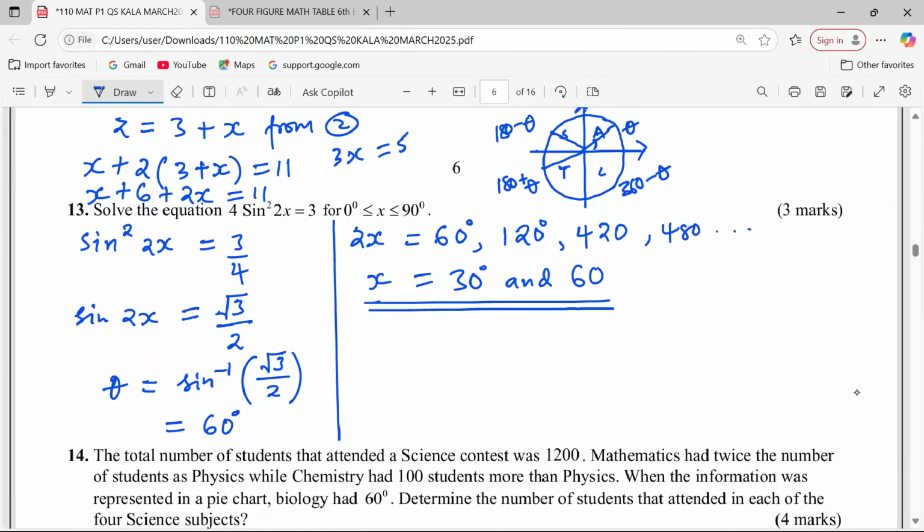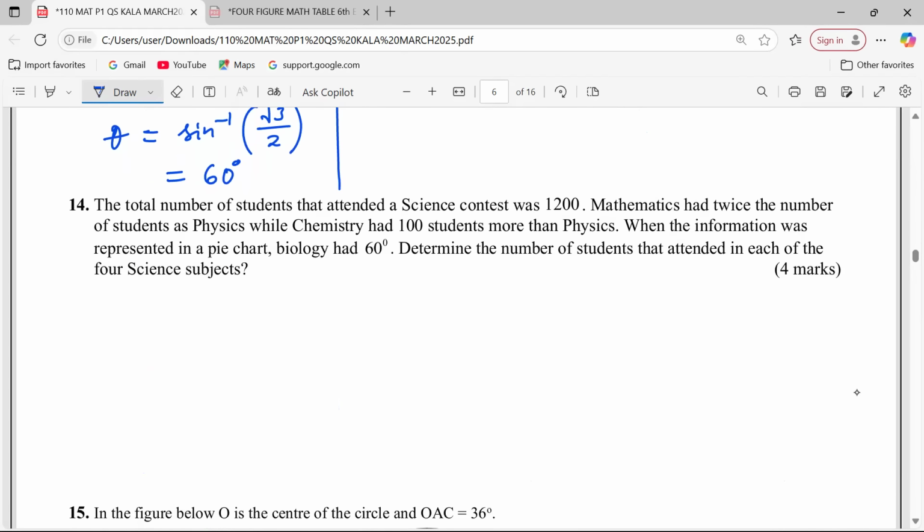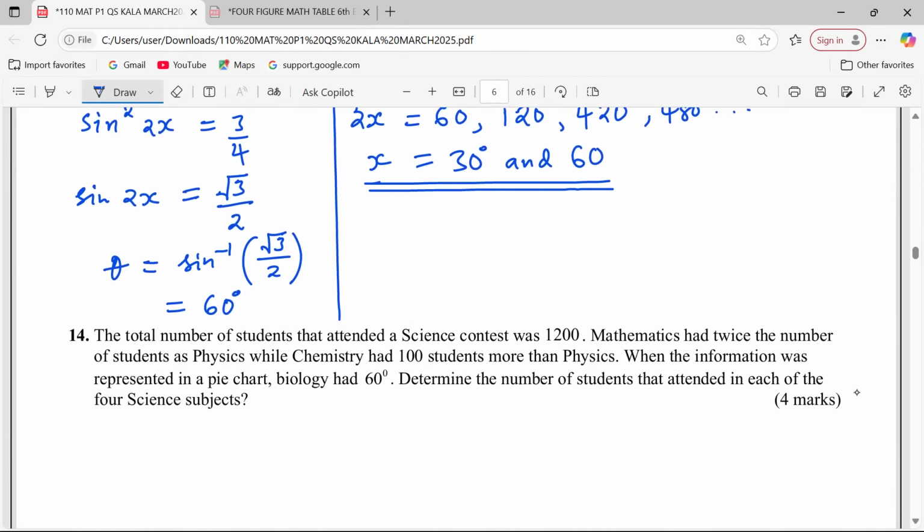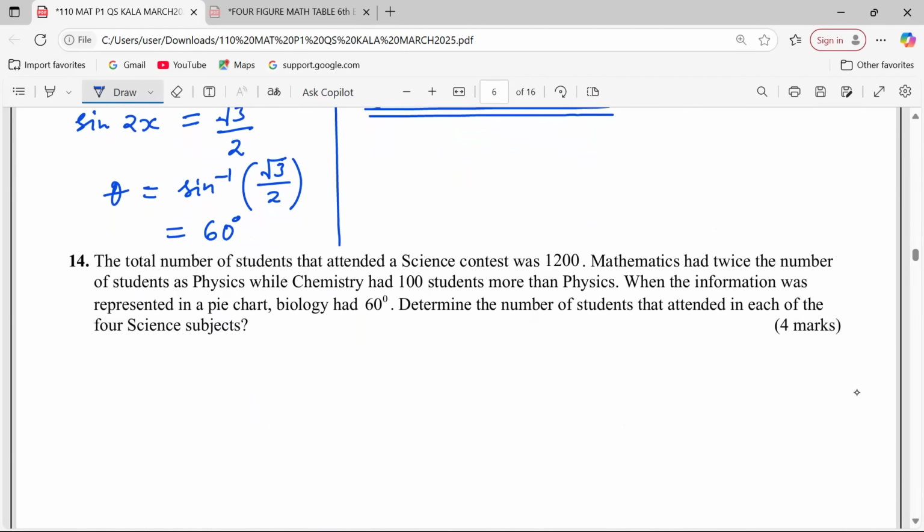Number 14. Check number 14. Remember, we'll be getting back to number 12. Don't switch off. We're getting back to number 12.